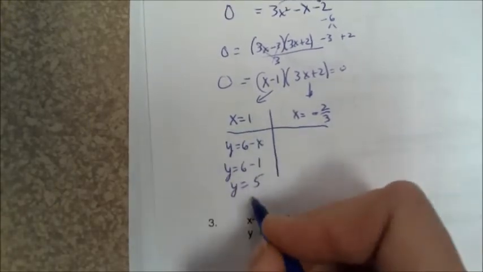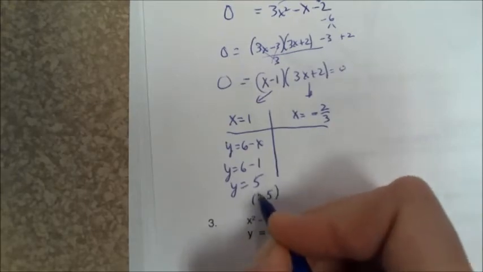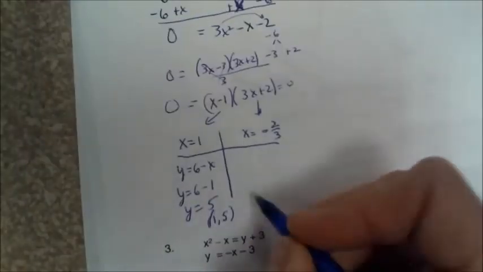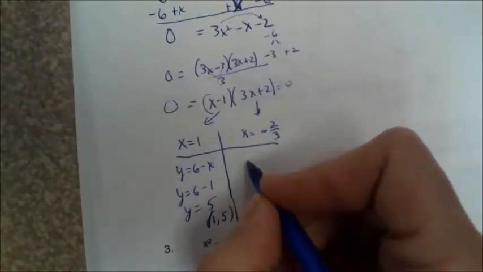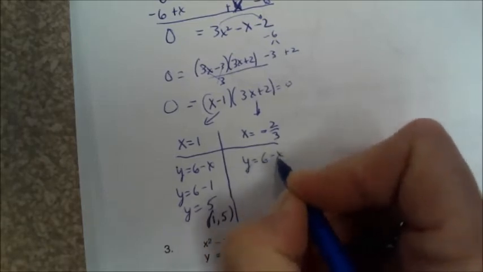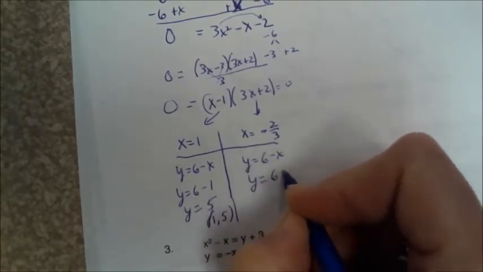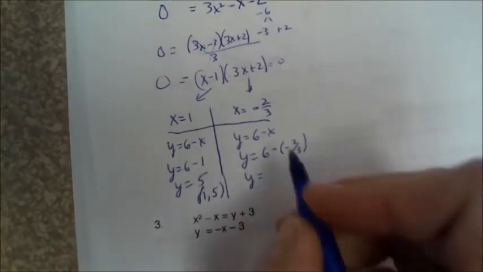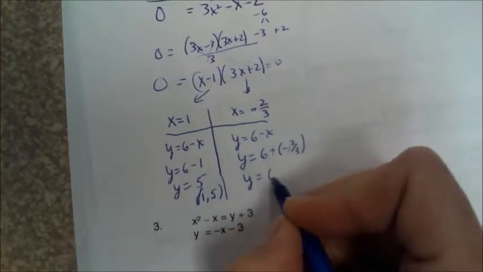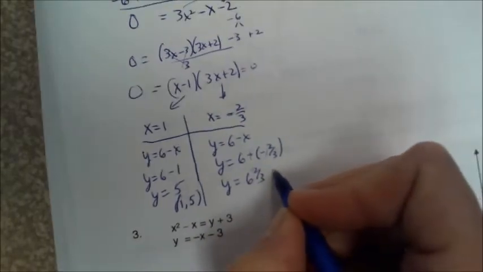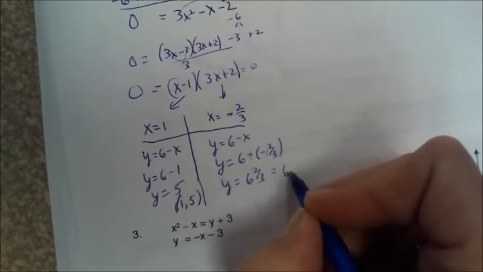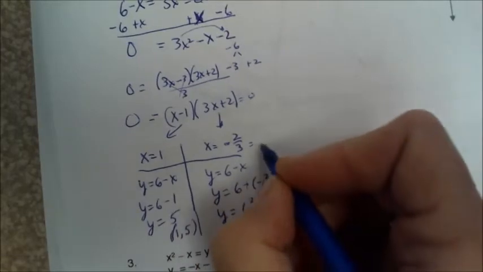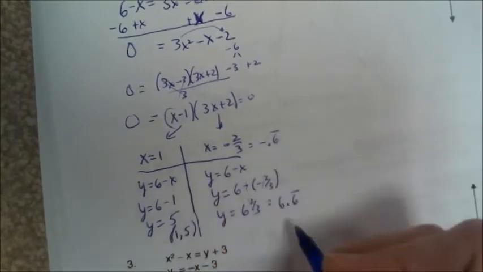So this solution would be x equals 1, y equals 5 as a set of ordered pairs, just like it was over here graphically. And then over here, when x equals negative 2/3, y equals 6 minus x, y equals 6 minus a negative 2/3. And 6 minus a negative 2/3 is plus a positive, so that's 6 and 2/3, which is equal to 6 and 0.6 repeating. This negative 2/3 is also equal to negative 0.6 repeating.